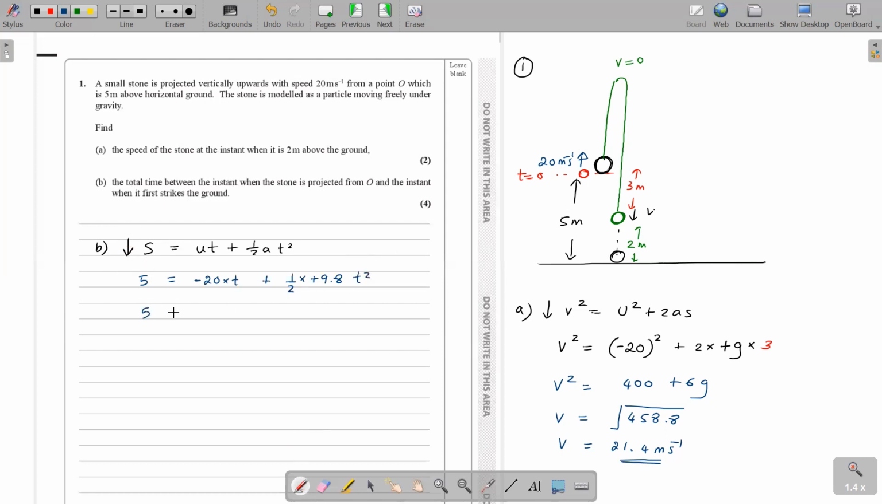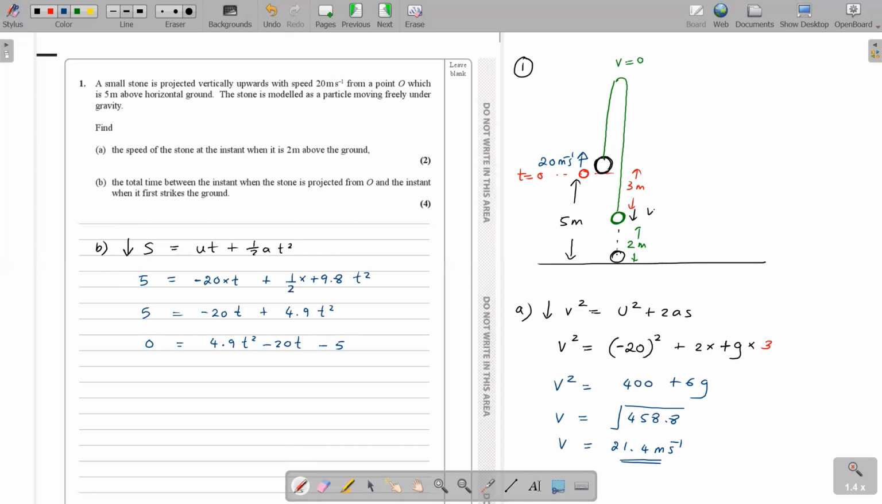So I end up getting a quadratic equation. Can you see? I end up getting this quadratic equation. Can you see? So if I fix it, I get here 4.9t squared minus 20t minus 5. Is that okay? And then make sure you show how you solve this equation.